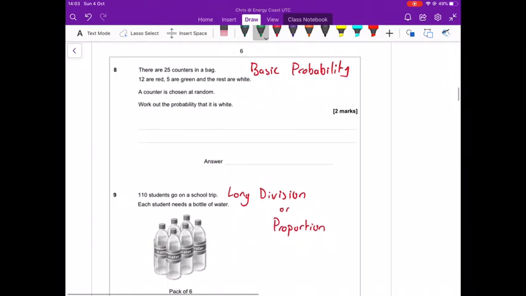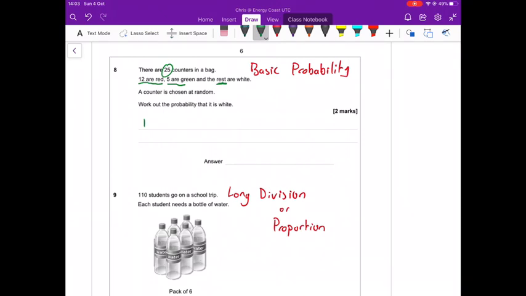Question 8 is another fairly basic probability question. Let's just write out what we've got. There's 25 things in a bag. There's 12 red, and there's 5 green, and the rest are white. A counter is chosen at random, what's the probability that it is white?